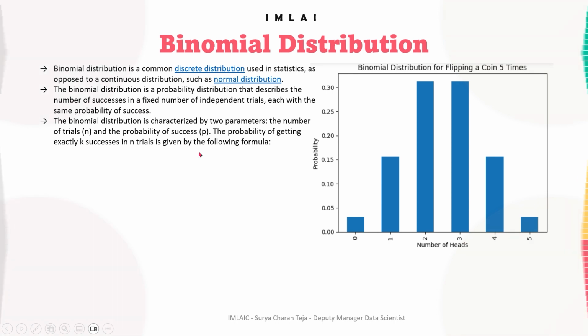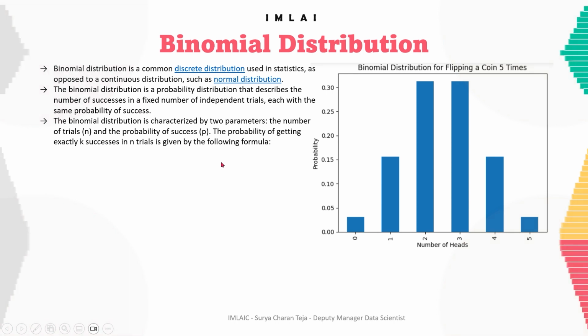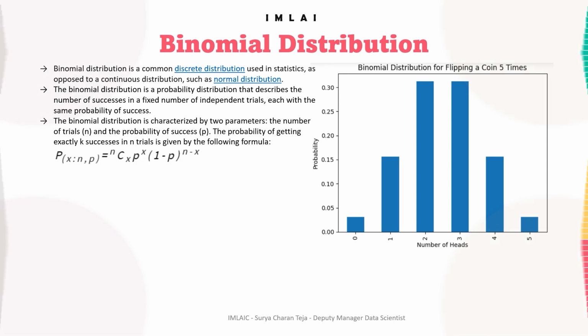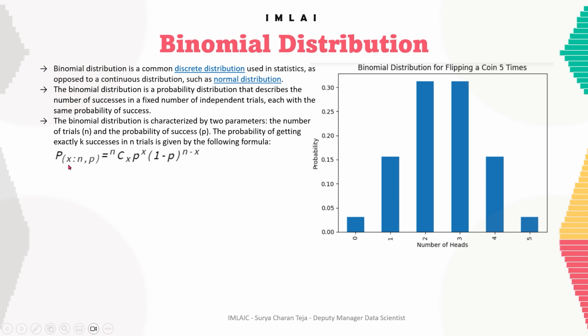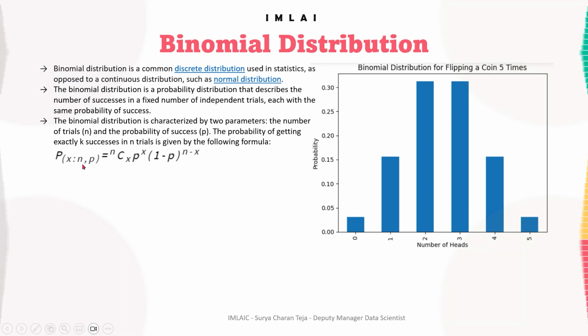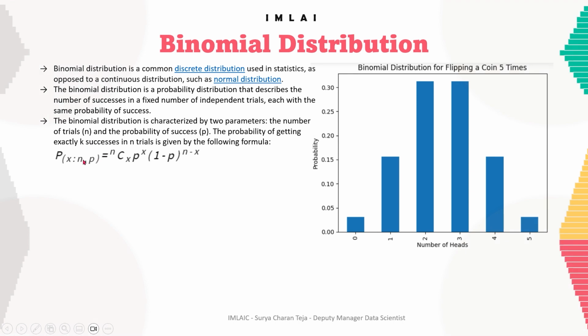The probability of getting exactly k successes in n trials is given by the following formula, and this is the core of the binomial distribution. This is also called the binomial function. P of x, if n trials are done with probability p of success, where n is the number of trials and p is the probability of success.